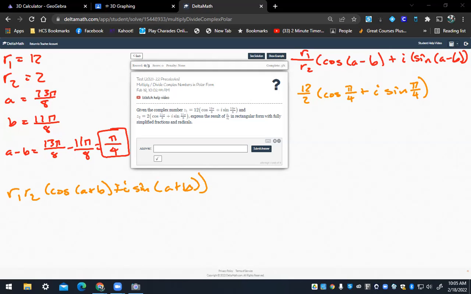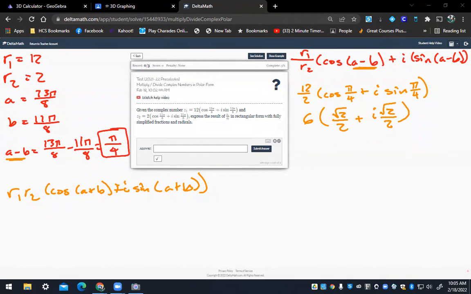All right, so let's finish this up. I just want to make sure everybody understands how we got here. We figured out what R1, R2, A, and B were. Since we are dividing, I already knew I was going to need A minus B, so I just did 13 minus 11, which is 2. 2 over 8 is 1 over 4, so that's how I got pi over 4. Now, cosine of pi over 4 is root 2 over 2, and sine of pi over 4 is also root 2 over 2. And of course, 12 over 2 is just 6.